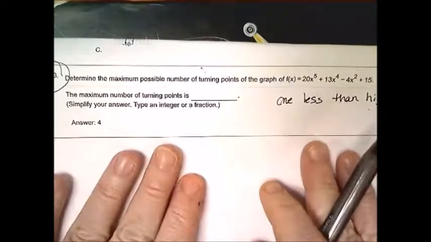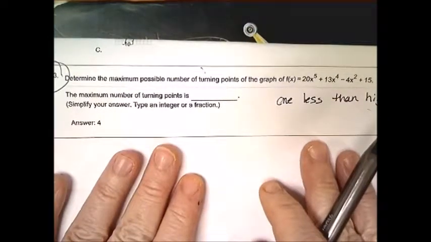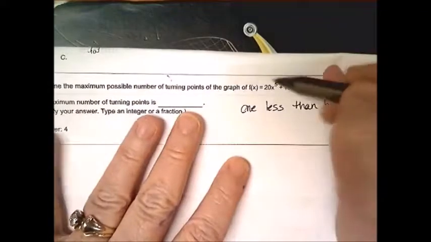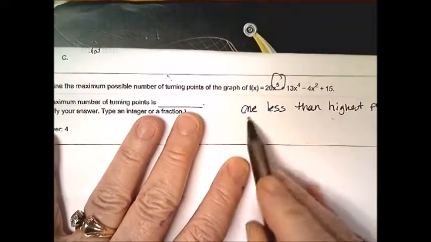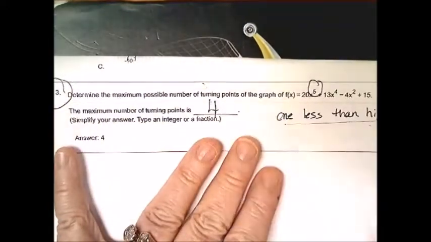The next question I'm going to work is number 3. It says determine the maximum possible number of turning points on this graph. The highest degree is 5. One less than that number is the maximum, so that answer is 4.